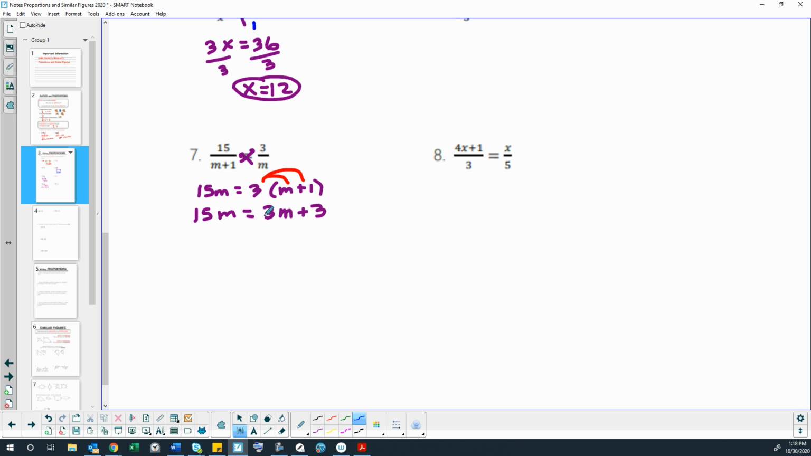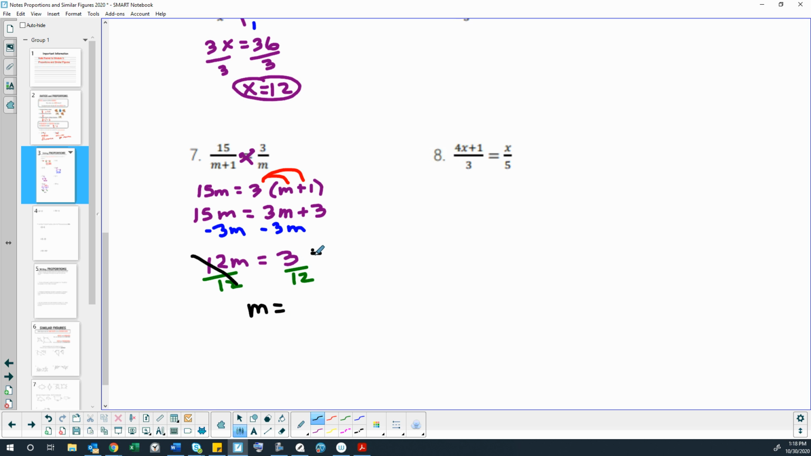So now I just have my linear equation to solve. I'm going to get my variable together on the one side by subtracting that 3m over there. That gives me 12m equals 3. And now I'm just going to divide both sides by 12. So 12 divided by 12 is 1. That leaves us with m equals 3 over 12.